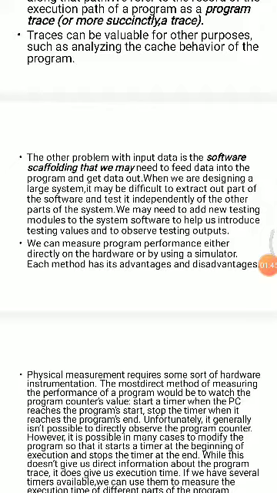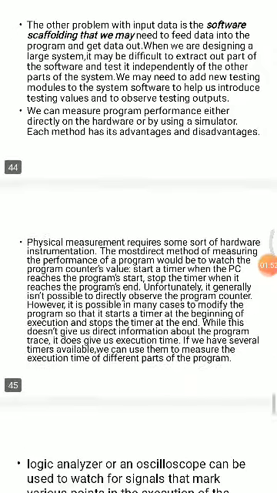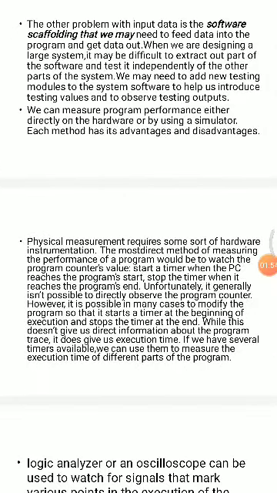We can measure the program performance either directly on the hardware or by using simulators. Each method has its advantages and disadvantages. Physical measurement requires some sort of hardware instrumentation. The most direct method of measuring the performance of a program would be to watch the program counter's value: start a timer when the PC reaches the program's start, and stop the timer when it reaches the program's end. Unfortunately, it generally is not possible to directly observe the program counter.